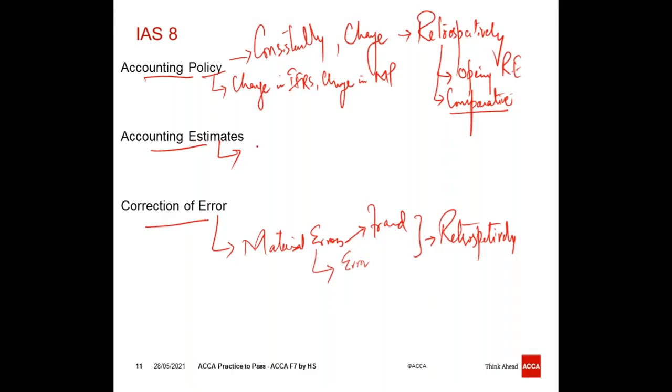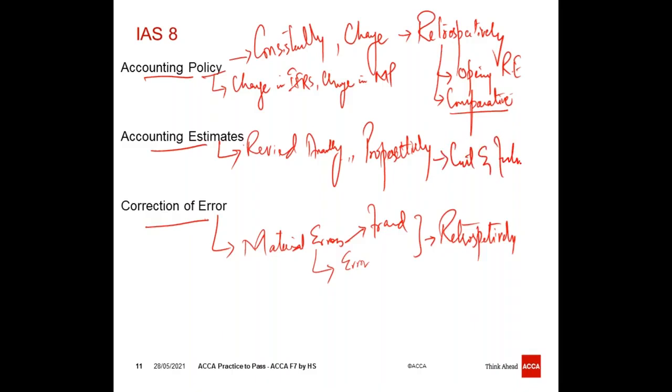Accounting estimates are adjustments in the carrying amount of an asset or a liability. Whenever we have accounting estimates, they must be reviewed annually. And if there is a change, it will be applied prospectively. Prospective means the adjustment will be made in the current period and future periods, but not in the previous years.